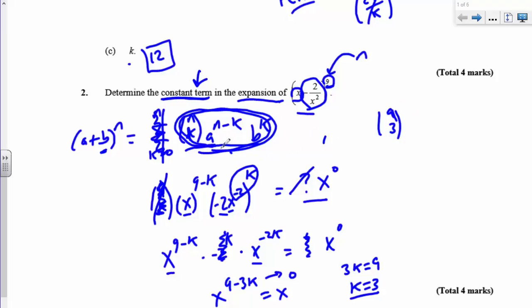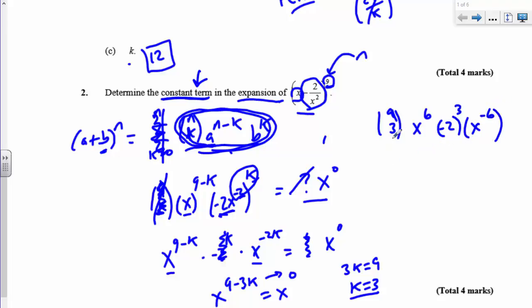We got a right here, which is actually the same thing as x. So this is going to be x to the power of 9 minus 3, which is x to the power of 6. And then we got this here. Remember that negative 2 raised to the power of 3. So what we're going to say is multiply this by negative 2 to the power of 3. Okay? And we're going to multiply that by x to the power of what? Of negative 2 times 3. Negative 2 times 3 is negative 6. And this is what we're after.